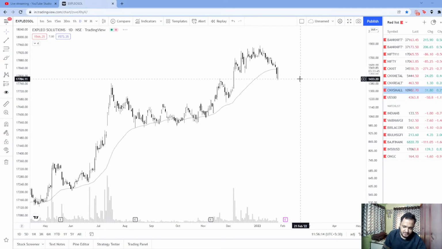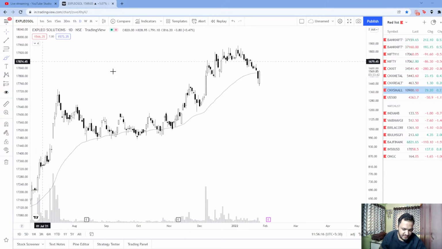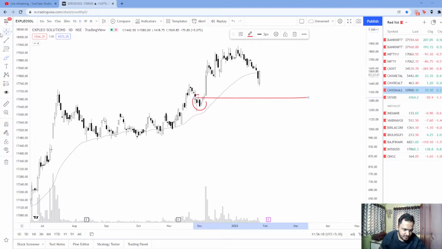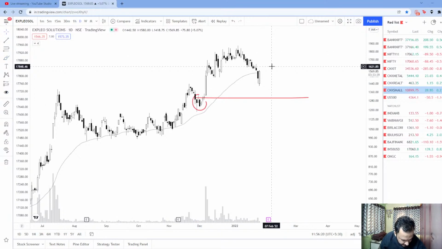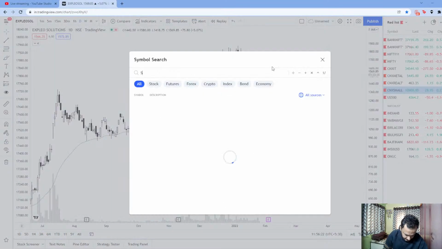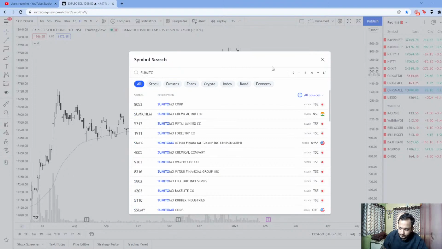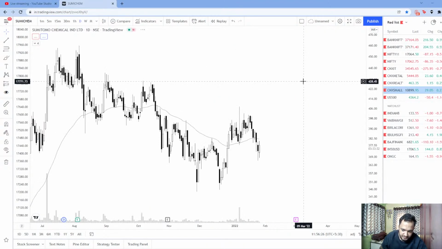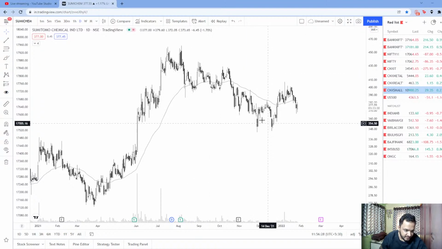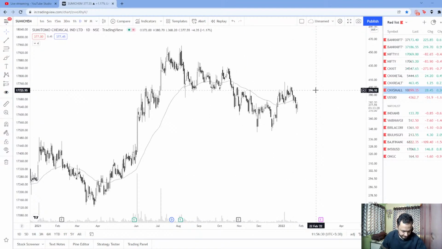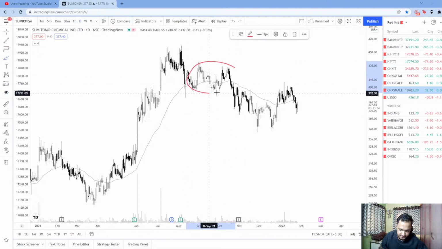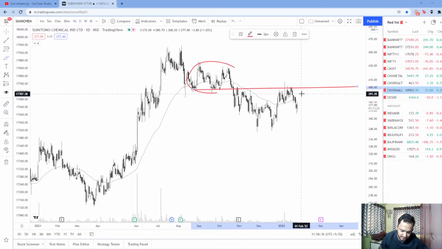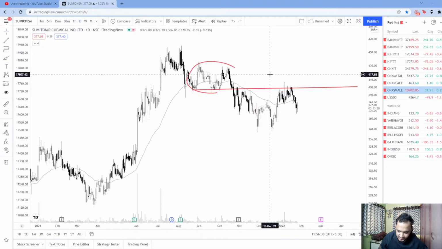Explio Solutions. It's good, but there is no demand. The demand is right here, so I'll avoid this one. Sumitomo Chemical. Nothing. It's downtrending. There is some change of structure here, but this is the previous base. So avoid this. You can find better structures than this.